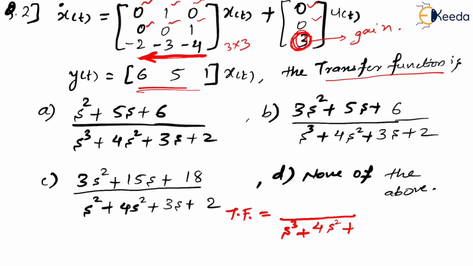Plus, what do I get next? Plus, I am going to have minus 3, so minus 3 becomes plus 3s. Plus, what do I have? It is minus 2. So minus 2 is going to become plus 2, right? This is the transform.